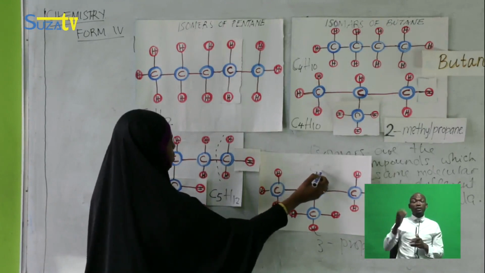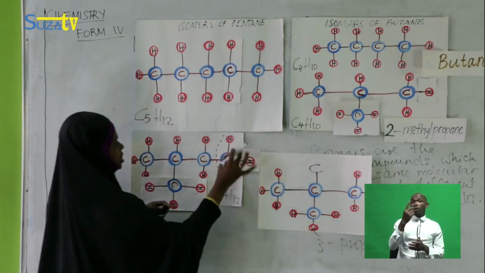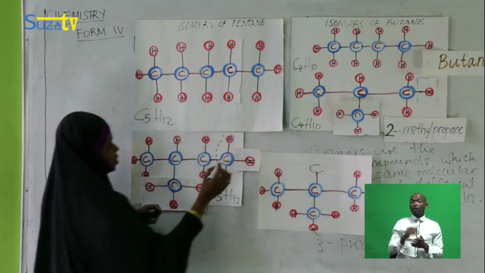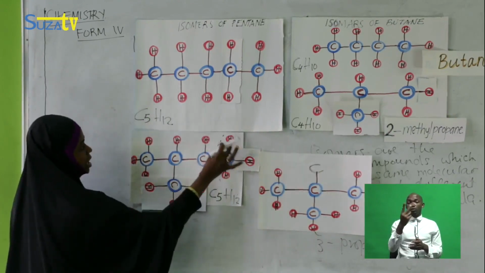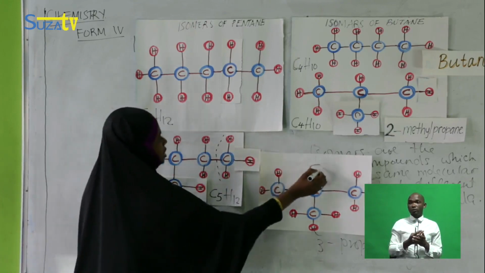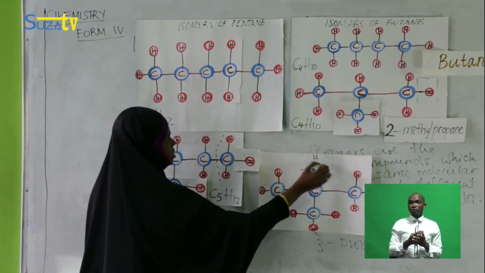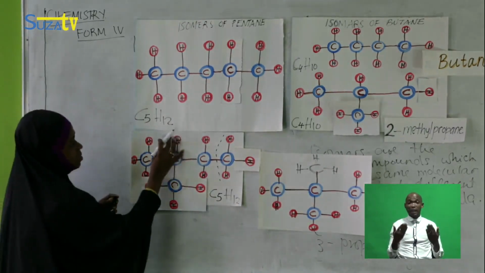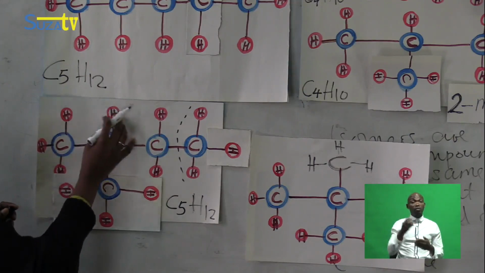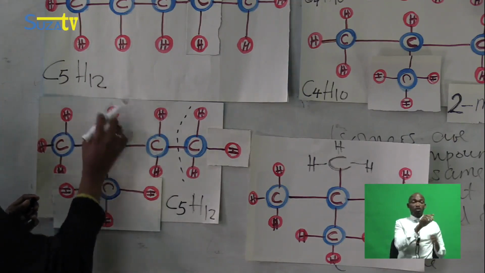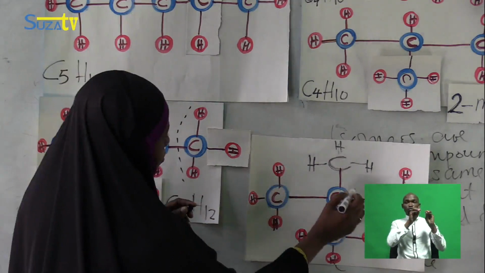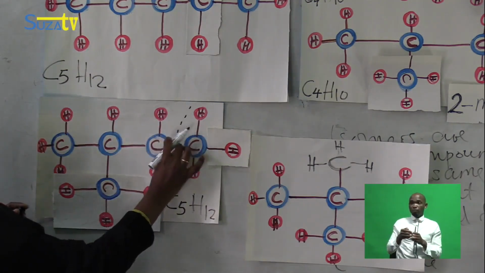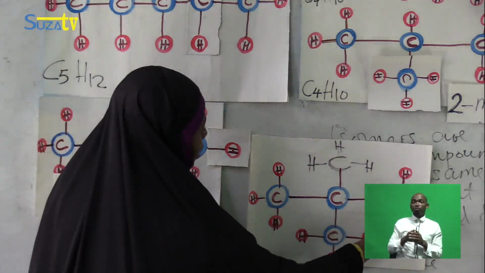This is the carbon with 1, 2, 3. This carbon is this one. With how many hydrogens? 1, 2, 3. 1, 2, 3 hydrogens are there. And this hydrogen, which is taken out from here, of course will be here. This one. Already there.